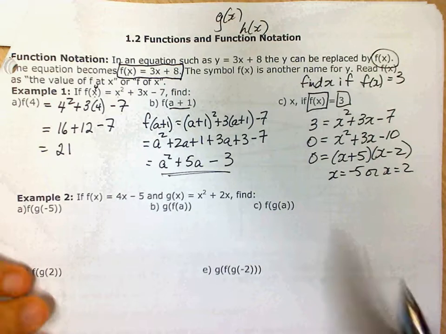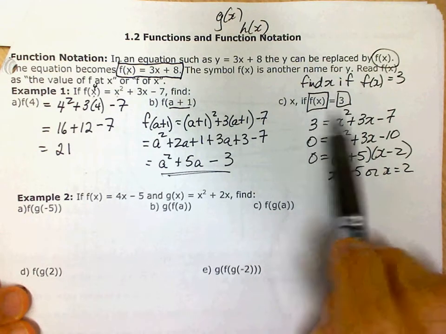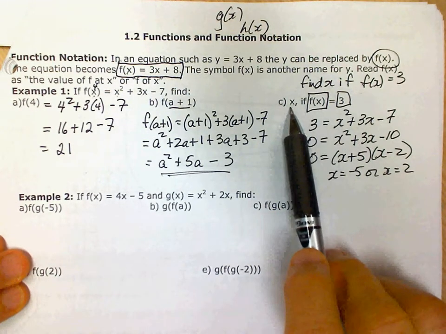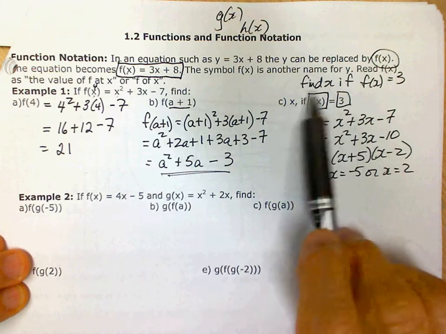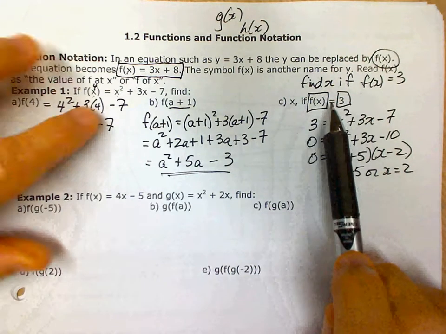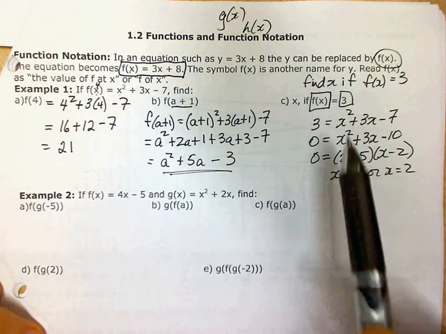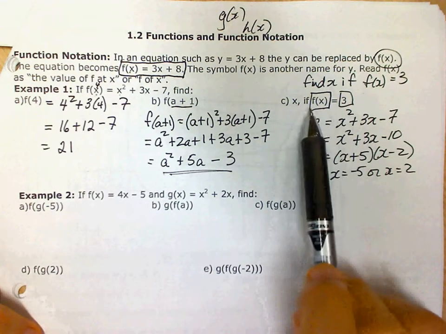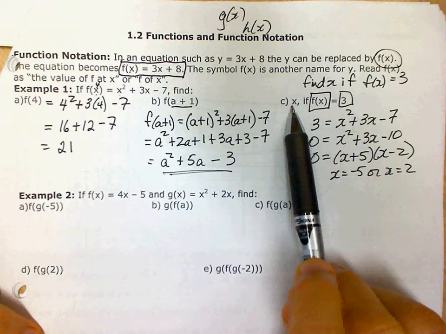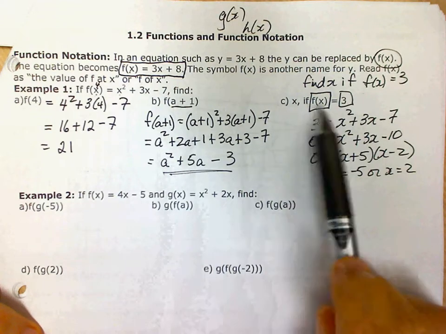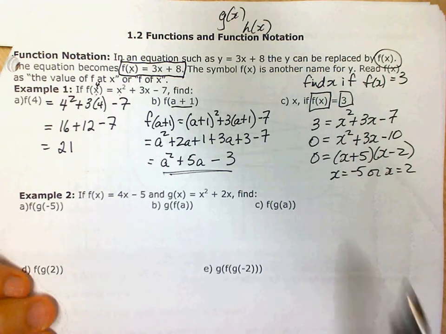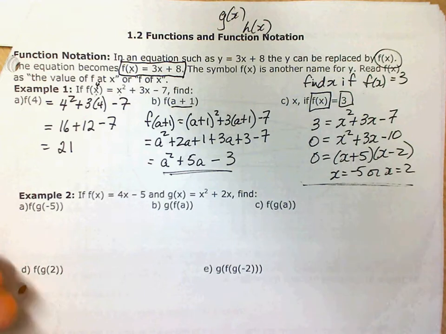So be very careful. This is a common mistake. What people will do is see an expression like this and jump in and just substitute 3 for x, but that's not what it's asking. We don't know x, we have to find it. They say find x if f of x equals 3. So just be careful about that on a test.